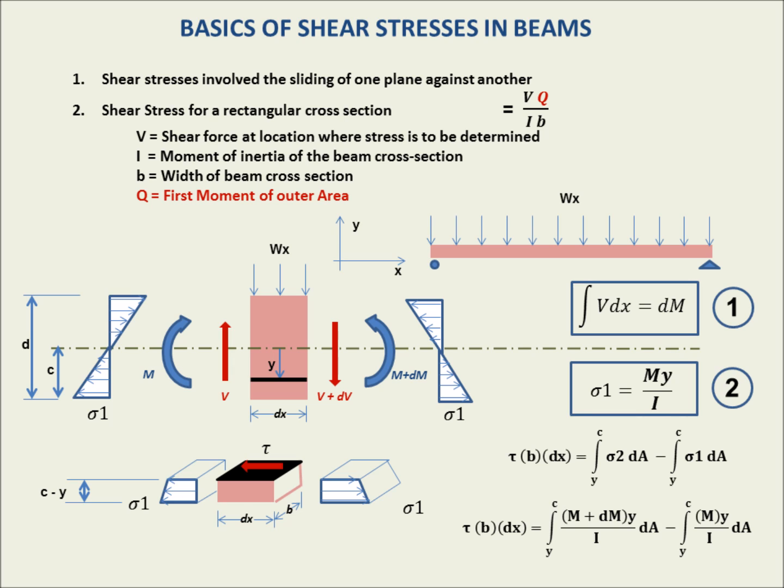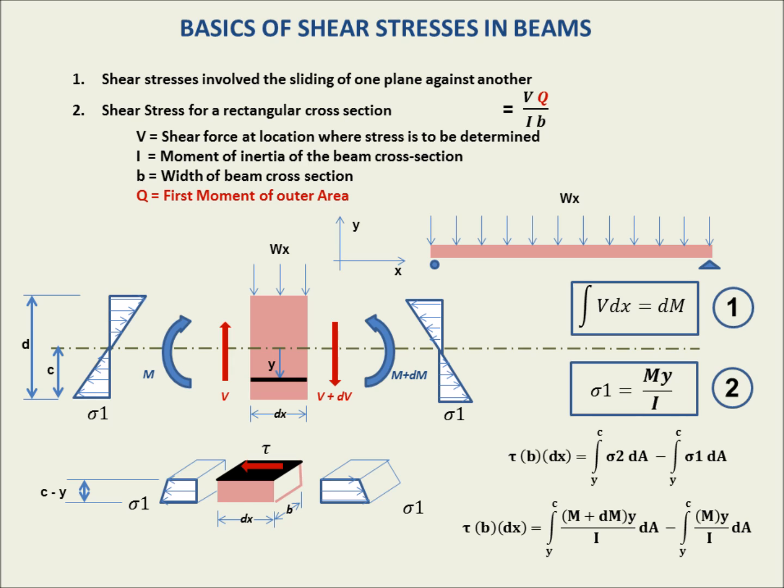Because sigma 2, again, is the integral of (m plus dm) y over I dA, minus the integral from c to y of my over I dA. Okay, because sigma 1 is my over I. So we've simply replaced the formula for the bending stresses into our equilibrium equation that sums up the forces in the horizontal direction for the plane that we're concerned with, right?